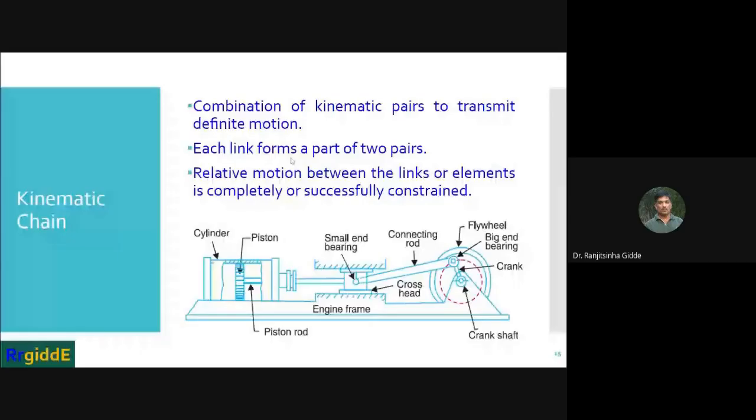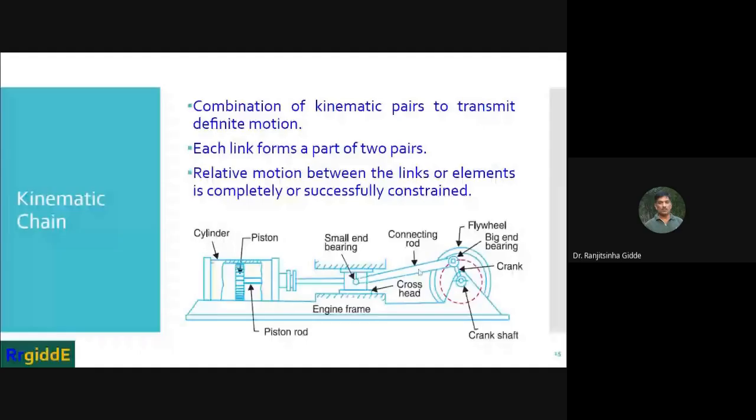The second important point: each link forms a part of two pairs. Now what you are going to see here, this is the connecting rod. Here it is the big end bearing. This is called one pair. Here it is the small end bearing and connecting rod. This is called one pair. So each link forms a part of two pairs.